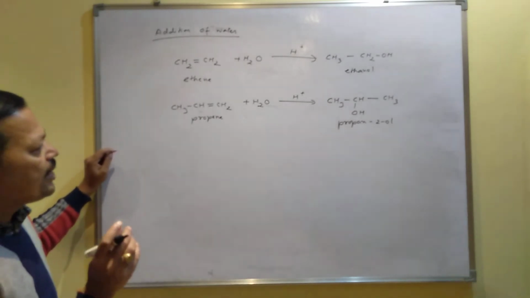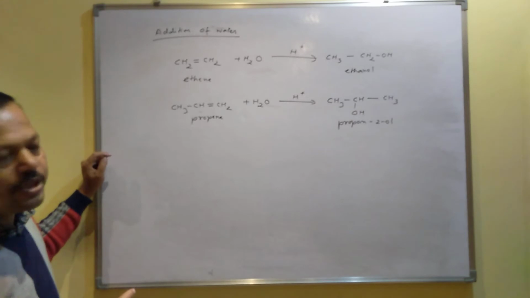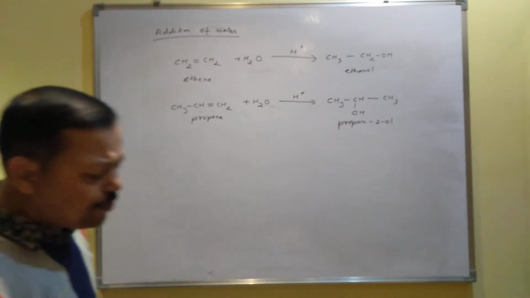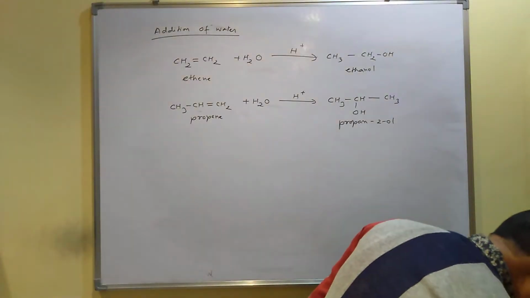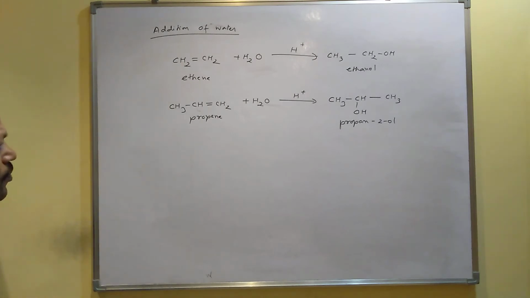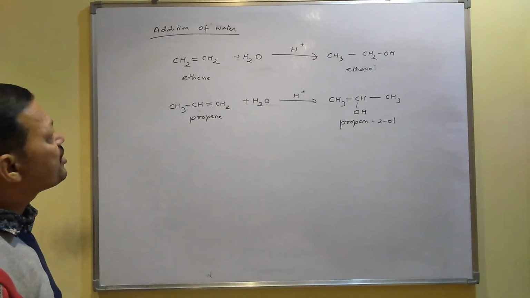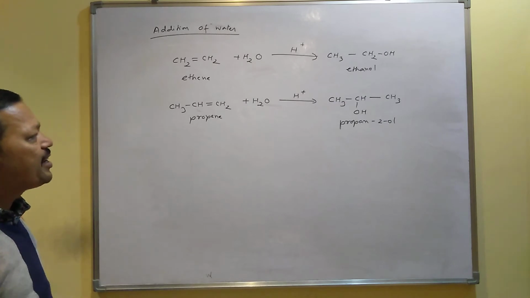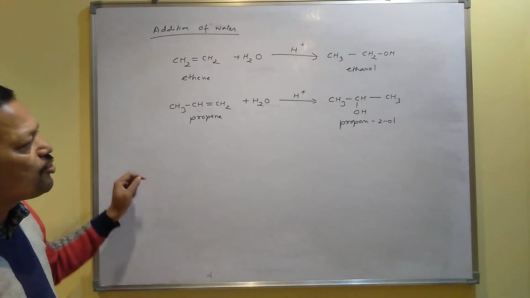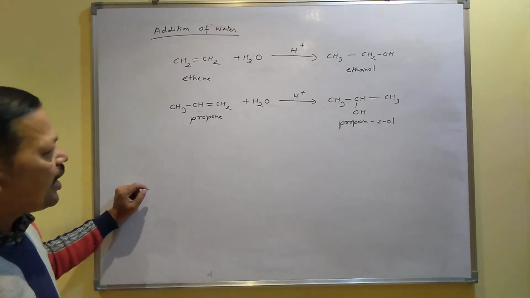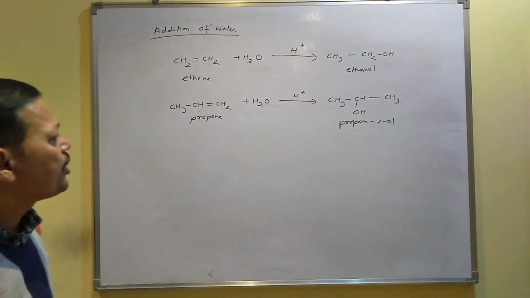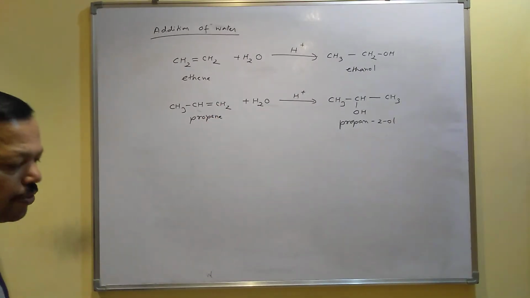So when alkene is added with water in presence of some acid, it produces alcohol. This is one type of addition reaction, and in addition reaction the double bond is always converted to single bond. Since alkene contains a carbon-carbon double bond, alkene shows maximum addition reactions, and in addition reaction these unsaturated compounds are converted to saturated compounds. So these are the examples of addition reaction.